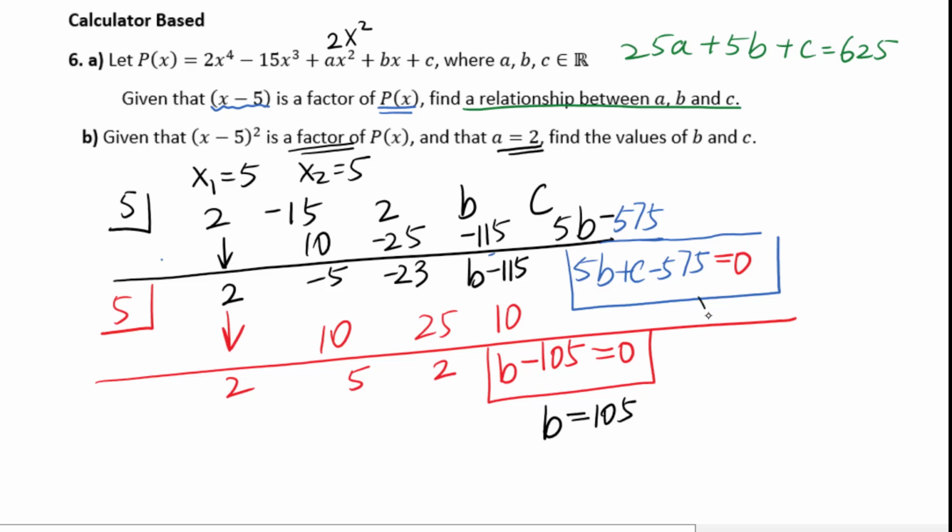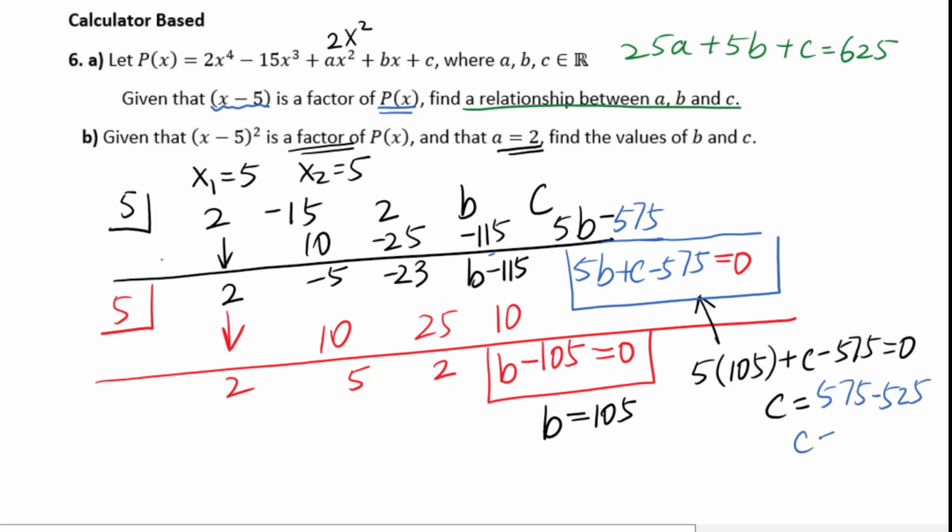Then we plug in here: 5 times 105 plus c minus 575 equals 0. We get c equals 575 minus 525. c equals 50. So the solution is b equals 105 and c equals 50.